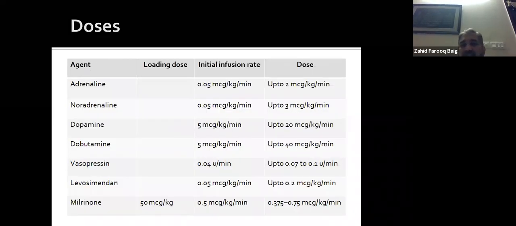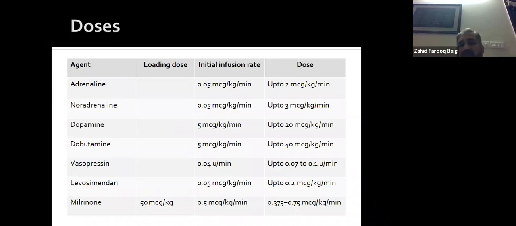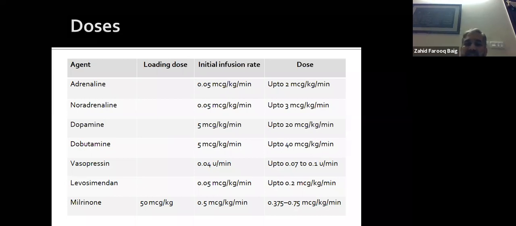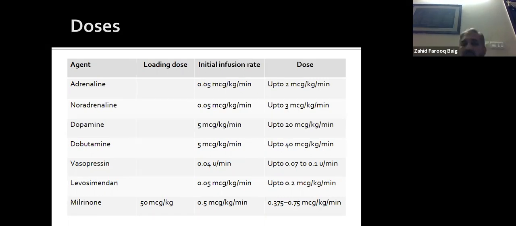Finally, coming to the doses, I'll quickly go through this. You can see the figure of 5 in this. So adrenaline, noradrenaline, and levosimendan, it is 0.05 micrograms per kg per minute. Then in milrinone, it is 0.5 micrograms per kg per minute, and dopamine and dobutamine have 5 micrograms per kg per minute. This is the starting dose. So we can then go up or down the dose depending on the patient's condition. Vasopressin is 0.04 units per minute. It's not units per kg, units per minute. So this is vasopressin, which has a different dosage.